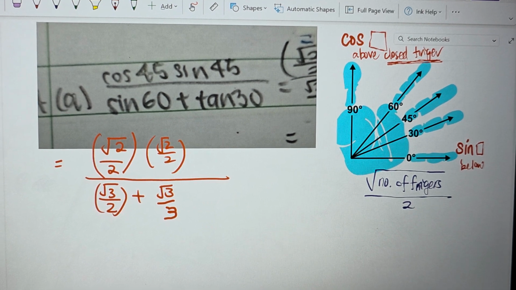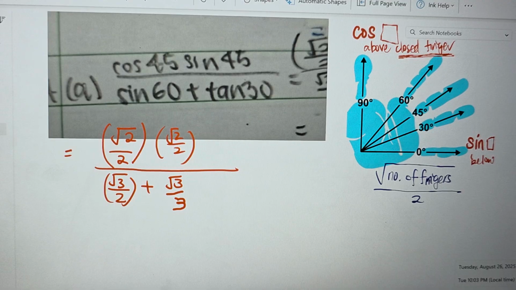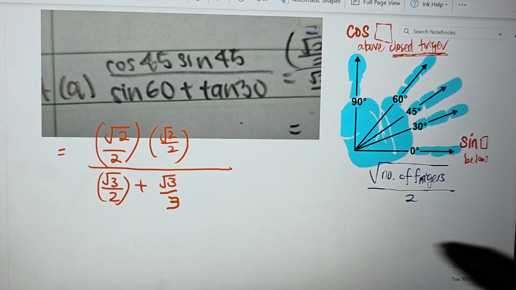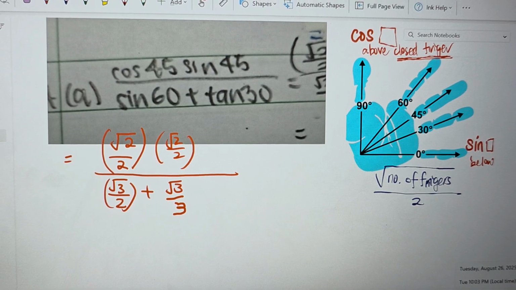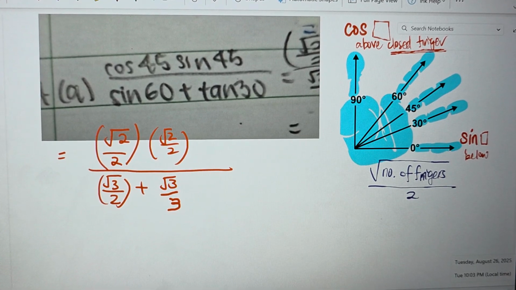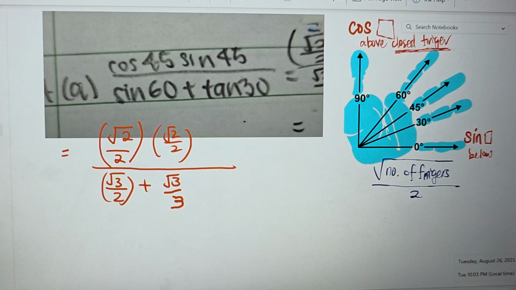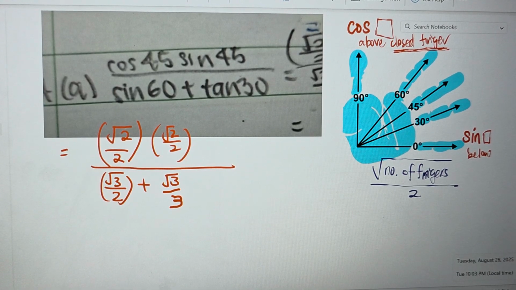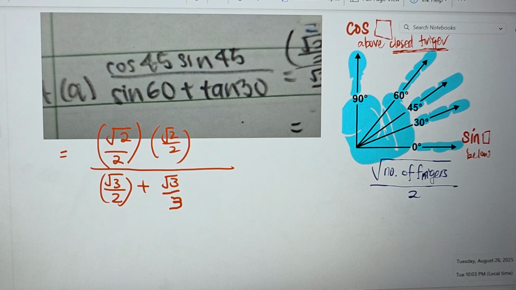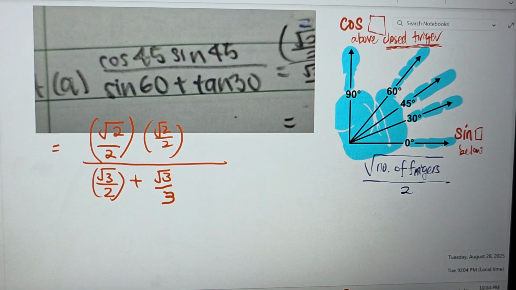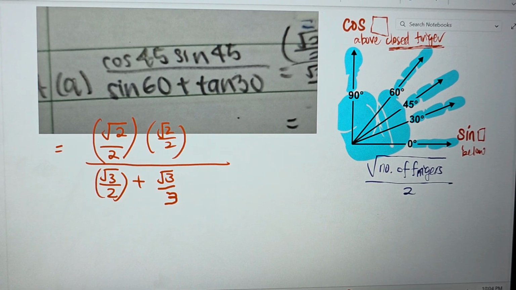Okay, this is a question which requires you to find the exact value of this without using a calculator. How do we do this? These are special angles, and I taught you how to use a table. I taught you how to use the hand. If you are too lazy to use either of these methods, then I'm now going to teach you the third method.